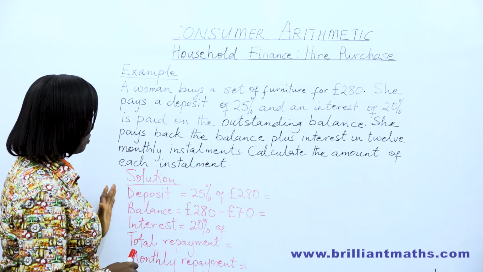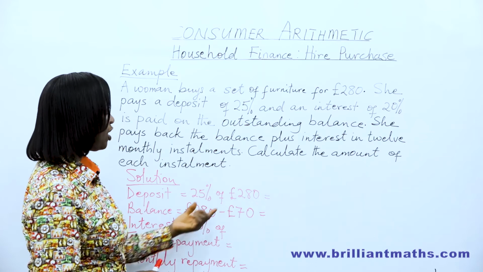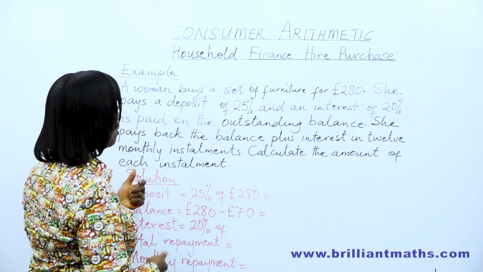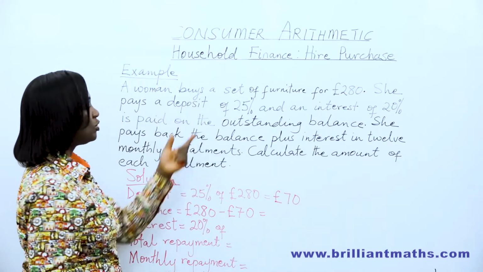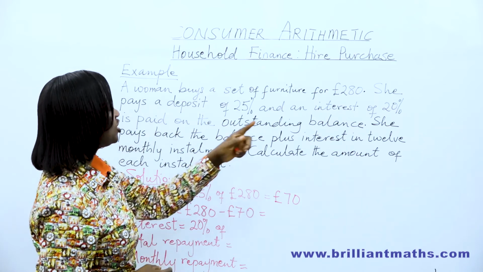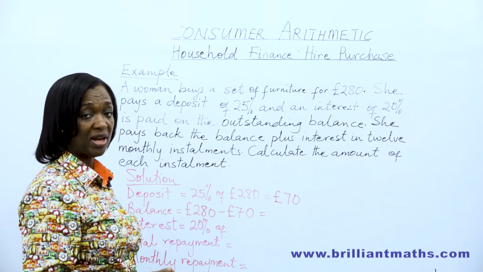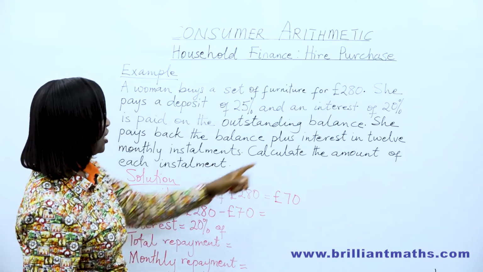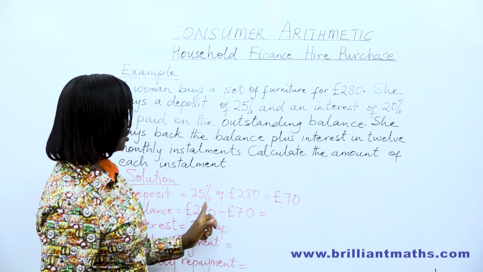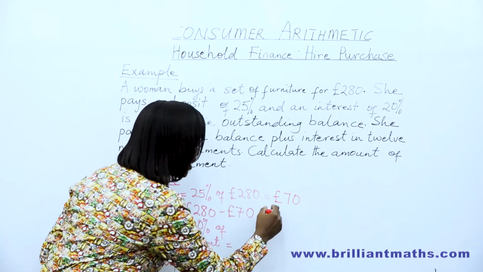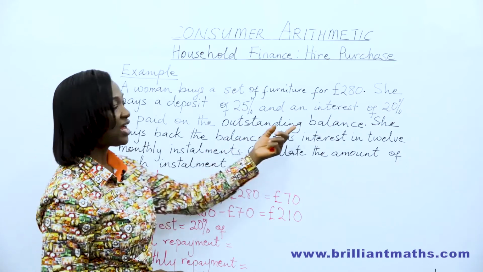So first, you're paying a deposit of 25%. 25% is a quarter. So a quarter of £280 is £70. So once that is done, an interest of 20% on the outstanding balance. So what's the outstanding balance? The outstanding balance will then be the costs minus the deposit. That's £280 minus £70, and that gives us £210. So that's the outstanding balance.